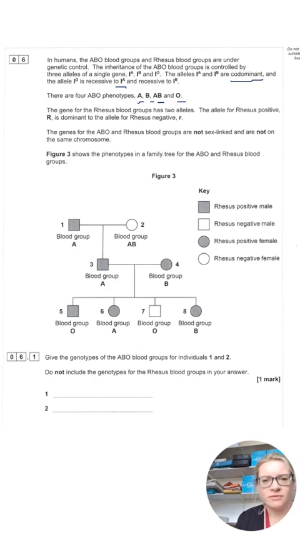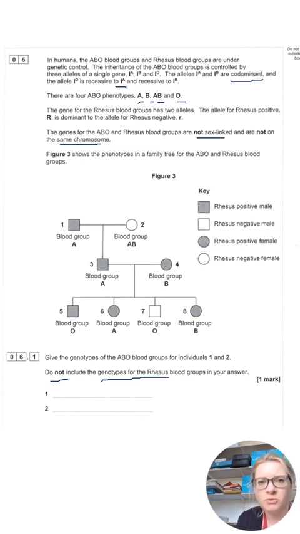There are four phenotypes, A, B, AB, and O. Then we've got onto the rhesus factor, which is another gene where capital R is dominant to the rhesus negative lowercase r. The genes for the blood group and the genes for rhesus factor are not sex-linked and they're not on the same chromosome. Figure 3 shows the phenotypes in a family tree. So, number 2, we have to give the genotype of number 2. Do not include the genotypes for the rhesus blood group.